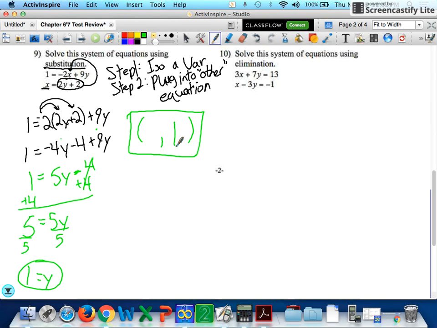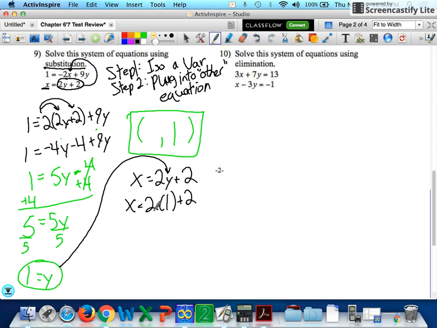What I need to do to find my second one is use these original equations again. I like this second equation. It looks a little simpler, so I'll copy it down. And now I'm taking this new information that I found, I'm plugging it in. Well, 2 times 1 is just going to be 2. And 2 plus 2 is 4. You can put that whole thing in the calculator, okay? So my point where they cross, my solution is 4, 1.